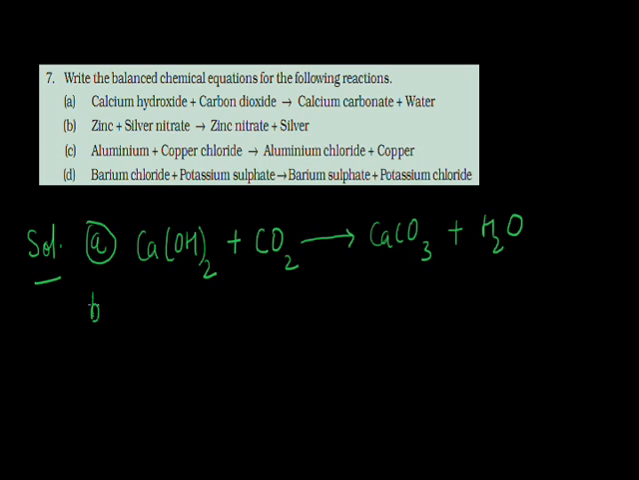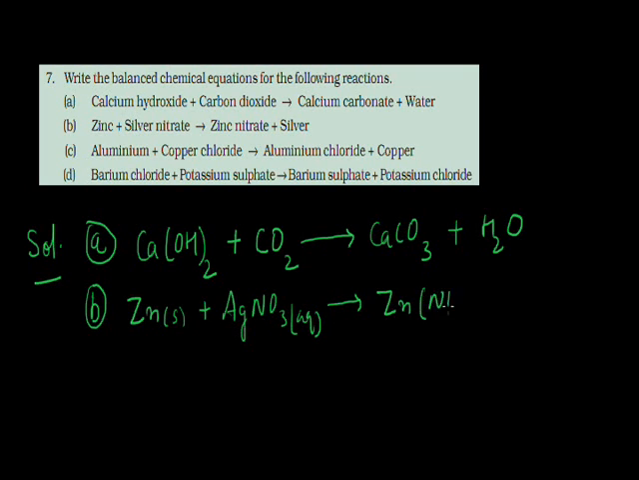The next chemical equation is zinc solid that reacts with silver nitrate, that is AgNO3, aqueous solution to form zinc nitrate, that is Zn(NO3)2, aqueous solution, and silver solid.